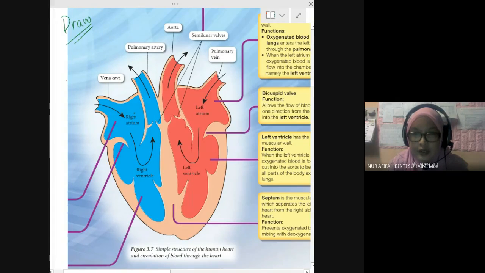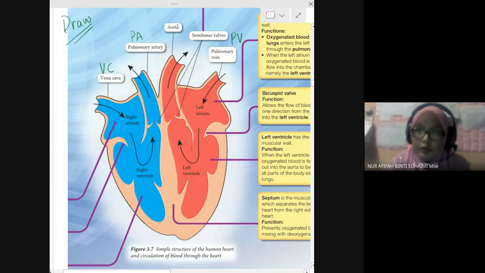So yeah, we have a right atrium, right ventricle, left atrium, and left ventricle. We also have 4 blood vessels. The first one, for the blood flow into the heart, is vena cava, VC. Then the blood will flow out through the pulmonary artery to the lungs to get the oxygen. After the blood gets the oxygen, it becomes oxygenated blood and comes back to the heart through the pulmonary vein, PV, and then the heart pumps the oxygenated blood to the whole body through the aorta.